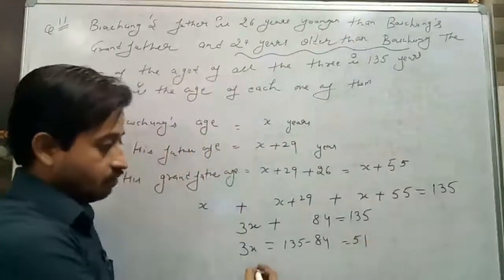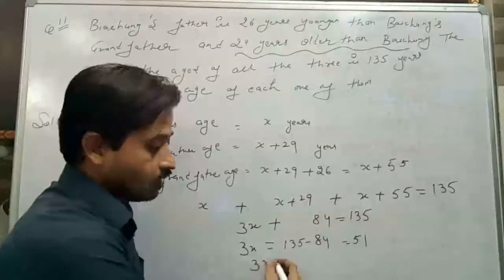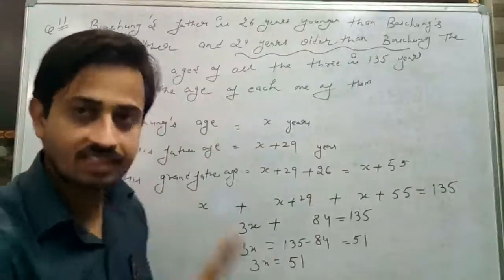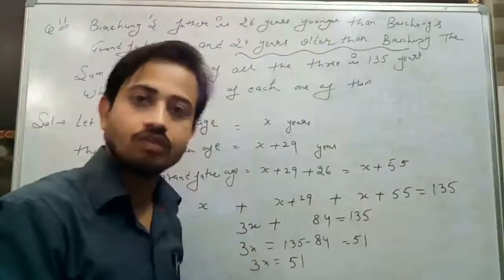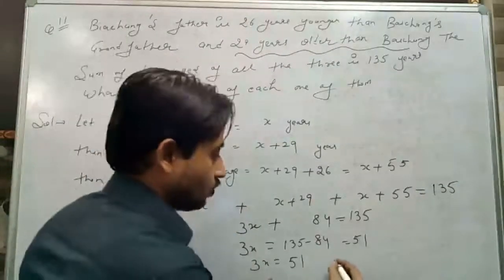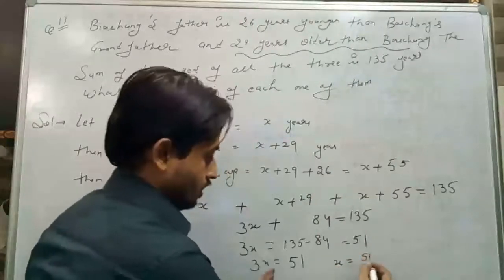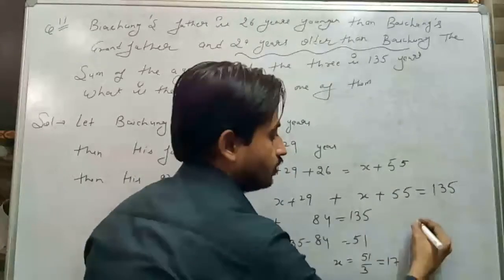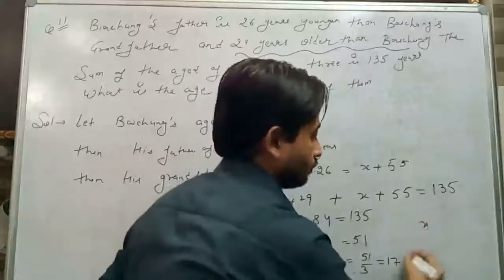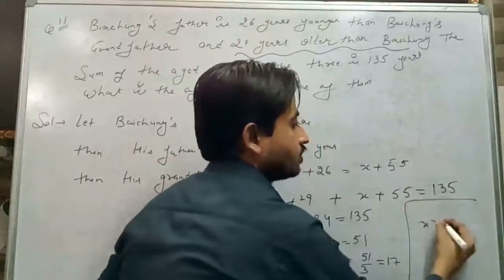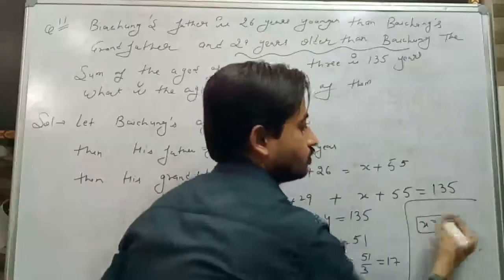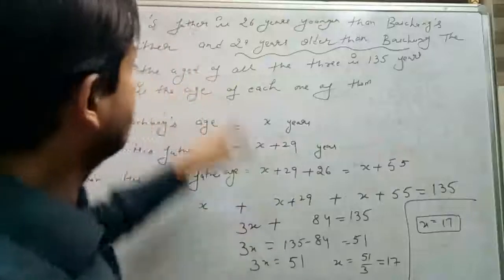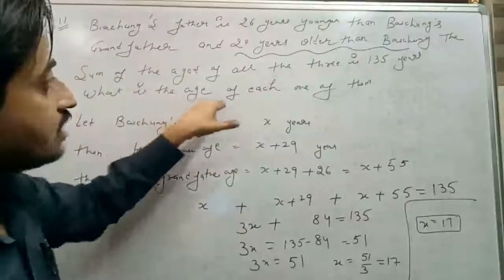It means we have to find out that 3x is equal to 51. We have to find out the value of x. That's why we have to take 3 to the right hand side. So what will be the value? 51 divided by 3 is equal to 17. So we get x is equal to 17.